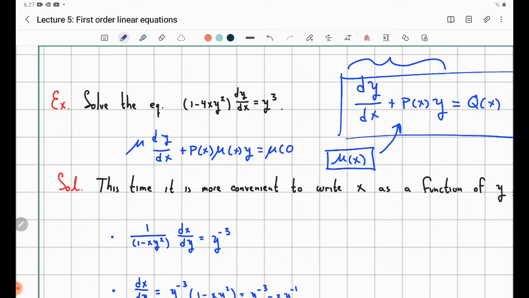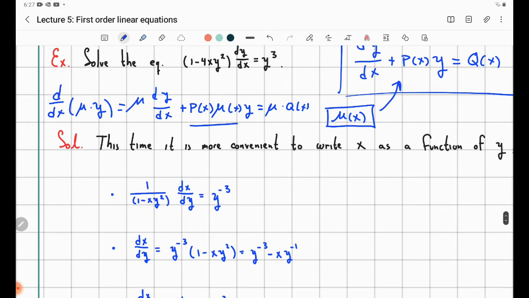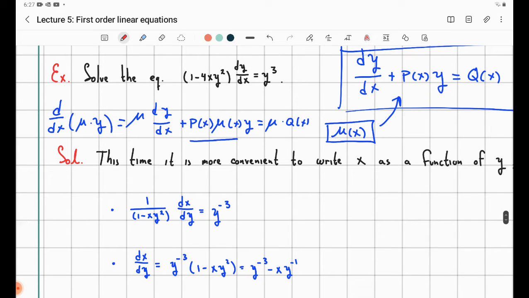So we multiply both sides by the same factor mu, okay, and we want the left hand side to equal the derivative of the product between mu and y. And this condition imposes a restriction on our function mu. You can read the details in the notes, in these very notes.